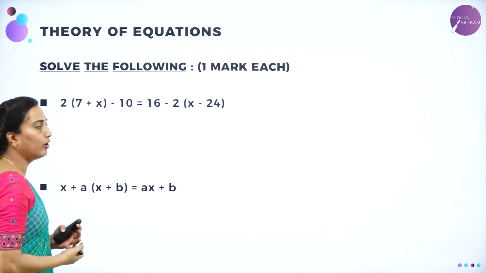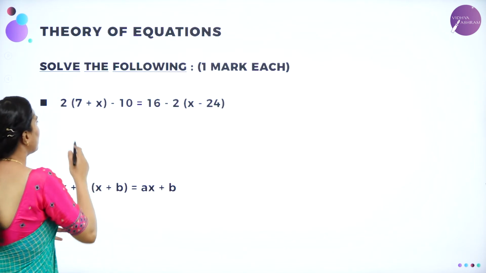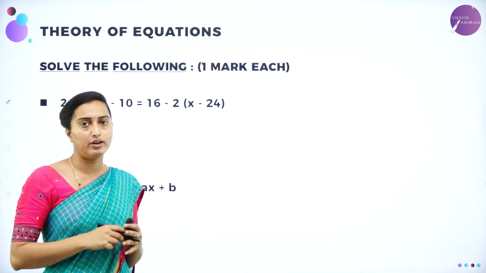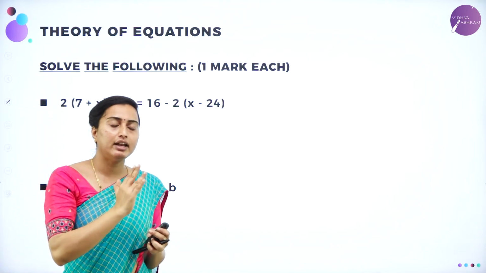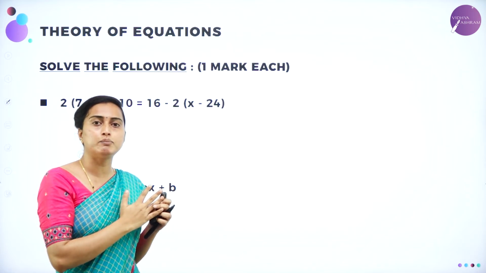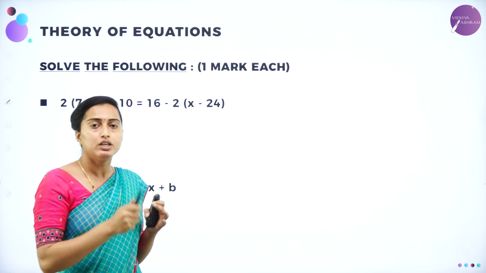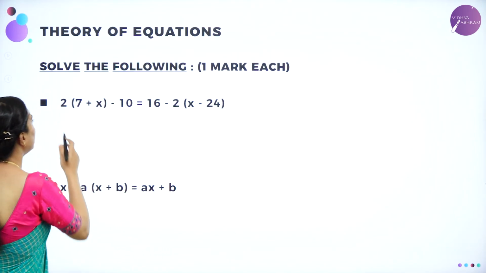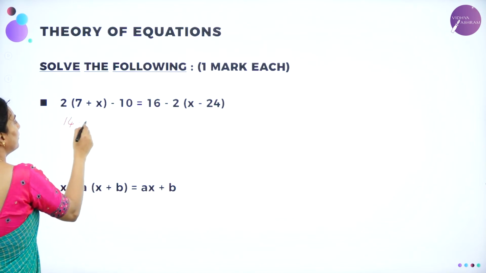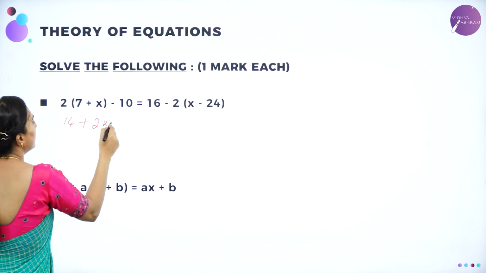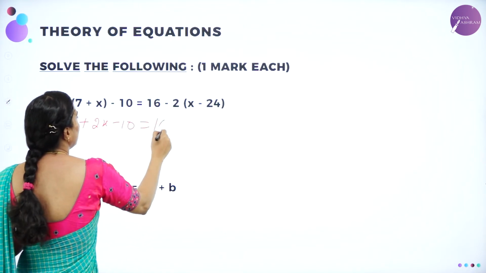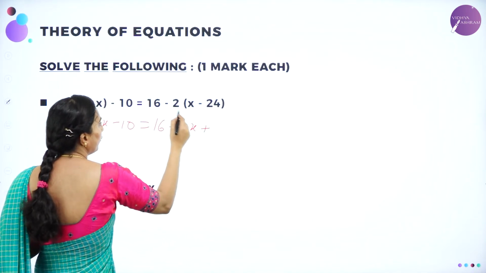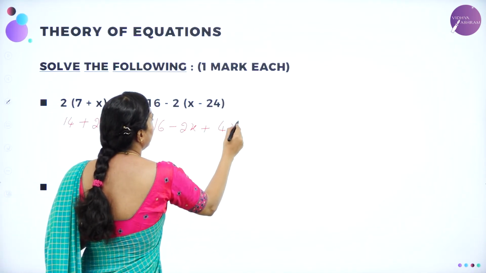Here they ask to solve the following equation, 1 mark each. So 2 into 7 plus x minus 10 is equal to 16 minus 2 into x minus 24. First solve the bracket and then collect all the variable terms to one side and constant terms to the other side. Here only one variable is there, that is x. You can observe no other variable than x. So here 2 sevens are 14 plus 2 into x is 2x minus 10 as it is, 16 minus 2 into x is 2x, minus into minus is plus, 24 into 2 you are going to have 48, isn't it?